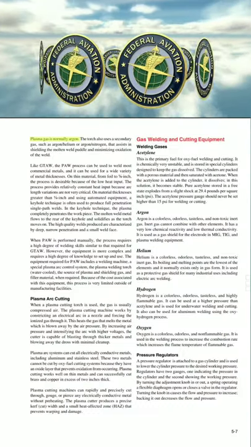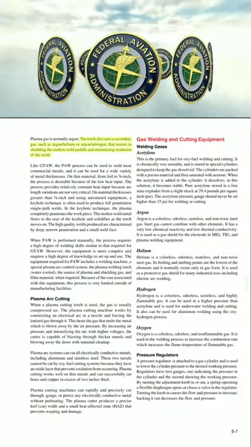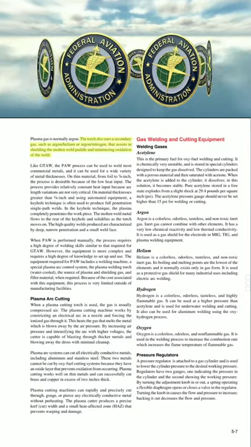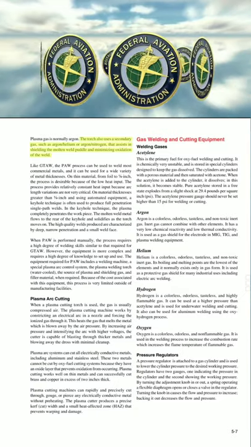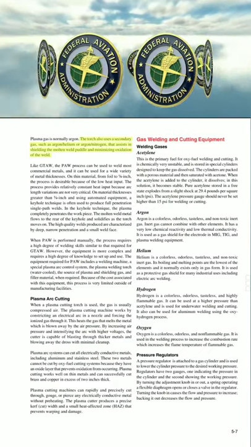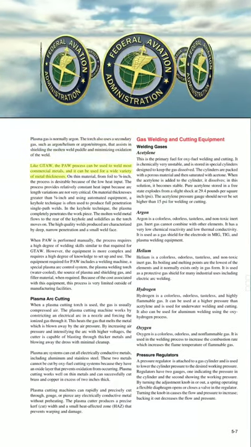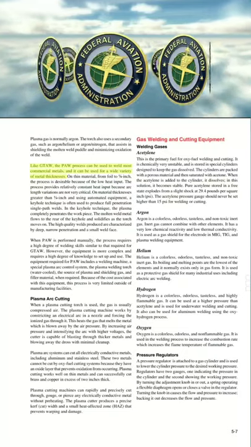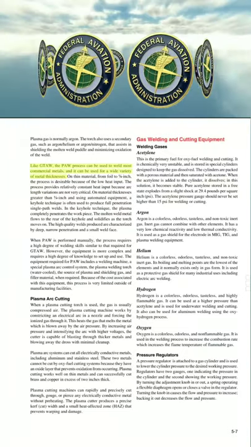Plasma gas is normally argon. The torch also uses a secondary gas, such as argon/helium or argon/nitrogen, that assists in shielding the molten weld puddle and minimizing oxidation of the weld. Like GTAW, the PAW process can be used to weld most commercial metals, and it can be used for a wide variety of metal thicknesses.